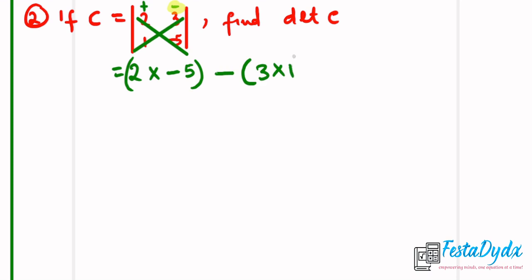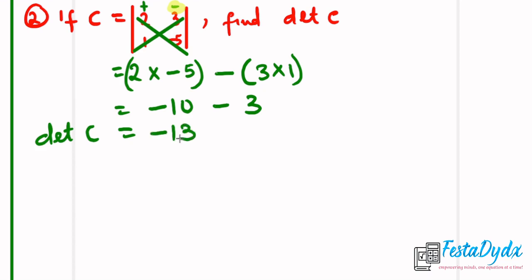Multiplying this, 2 times minus 5 gives us minus 10. Then we'll have a minus sign here, and 3 times 1 gives us 3. So the determinant of C is minus 10 minus 3, which gives us minus 13. So the determinant of this matrix C is minus 13. I hope we're getting this. So we've been able to solve 2 examples on the 2 by 2 matrices.